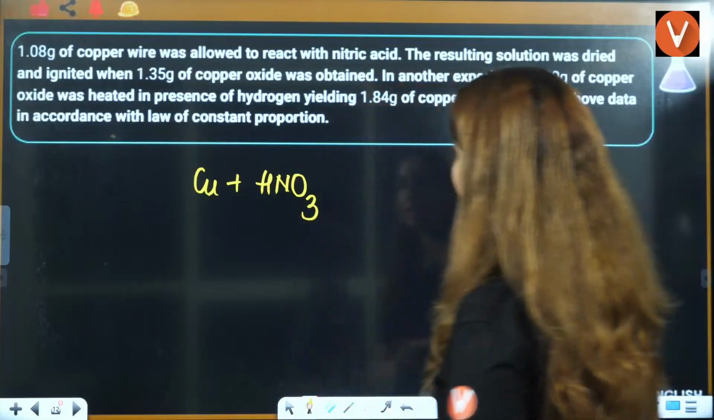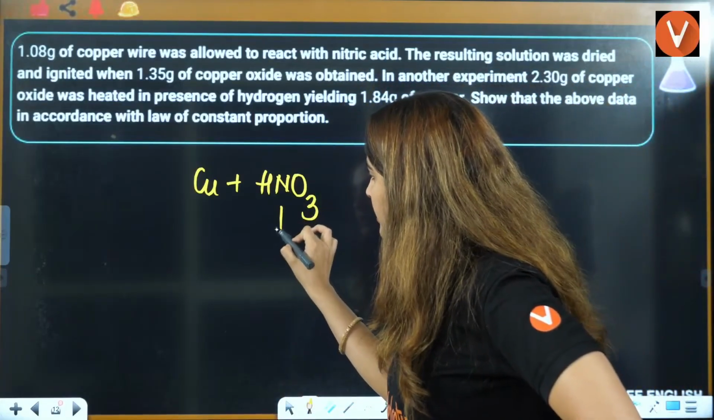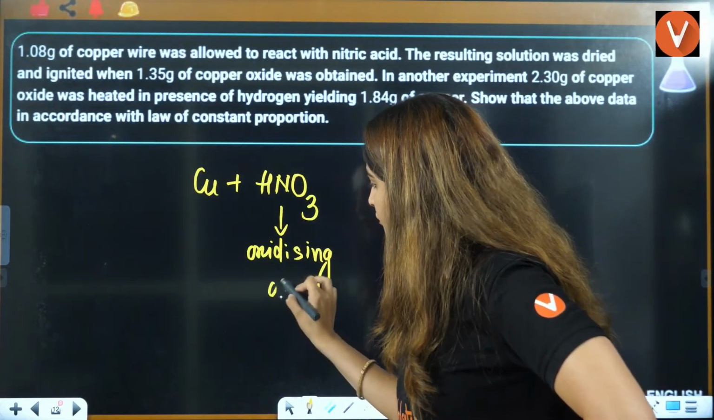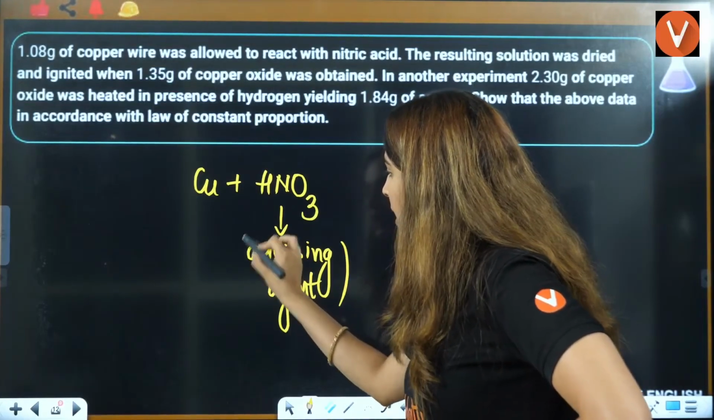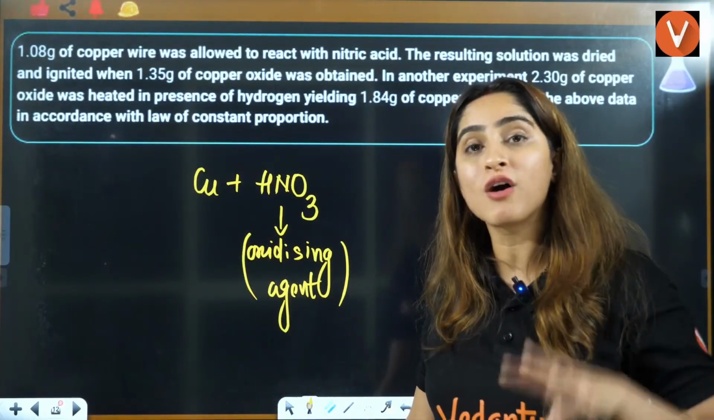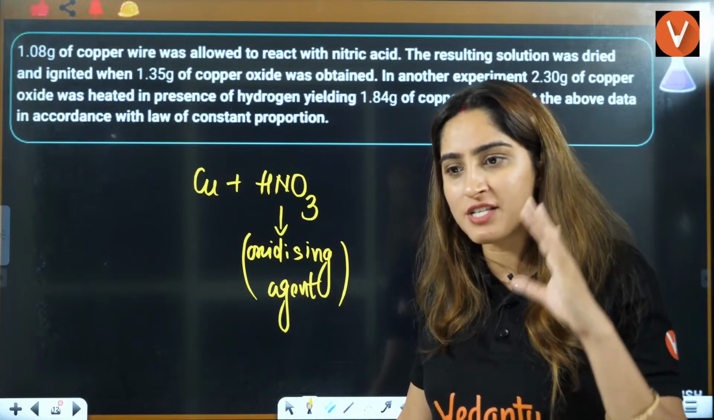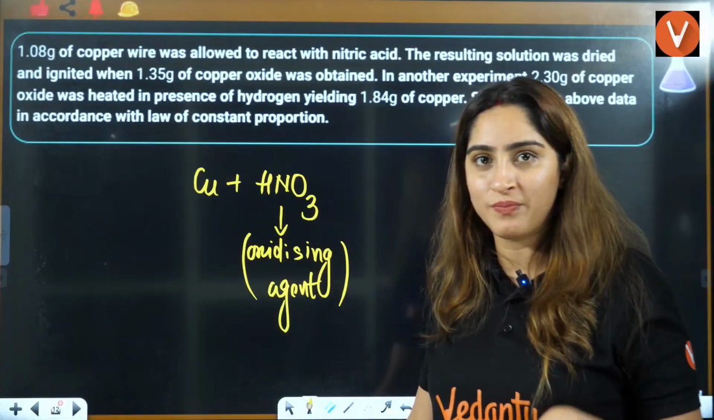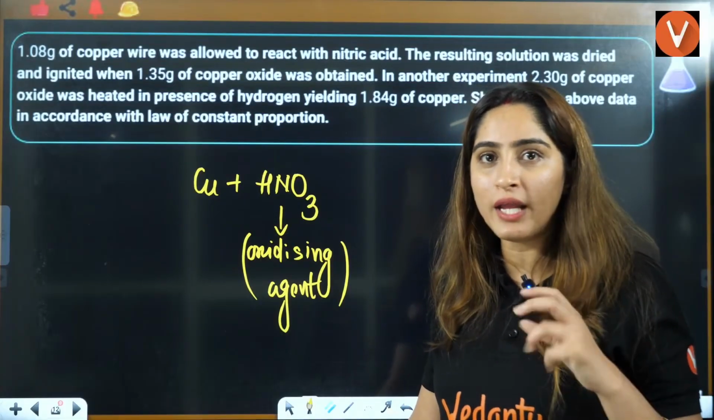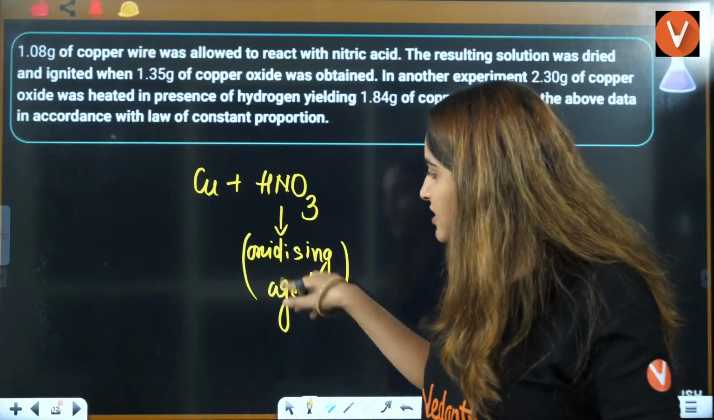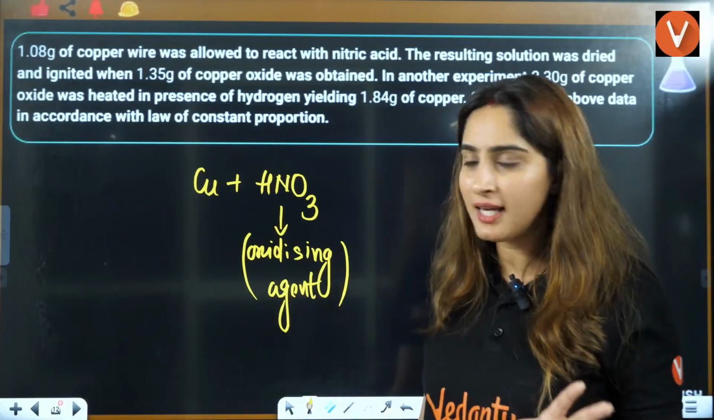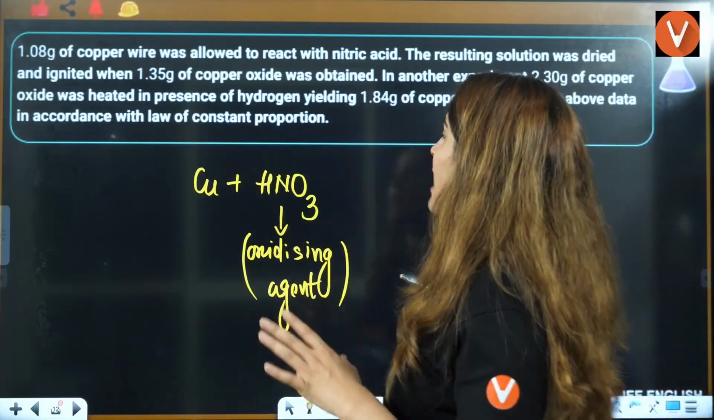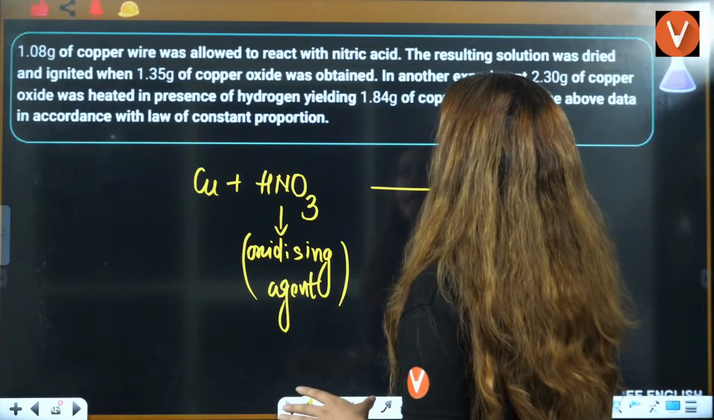Okay. They are saying that because nitric acid is a very good oxidizing agent. Oxidizing agents are those agents which are going to oxidize something, right? Like teachers are going to teach, similarly oxidizing agents are going to oxidize. So they are going to add oxygen into this copper, and the resulting copper oxide was obtained.